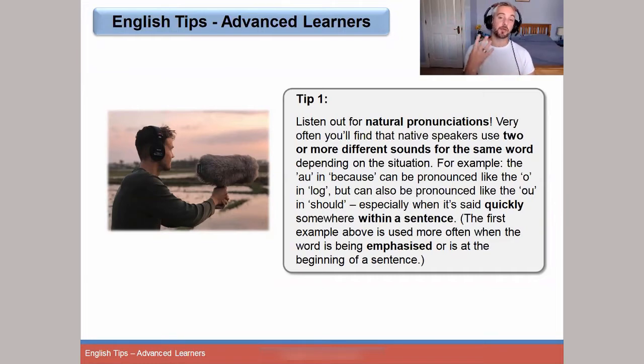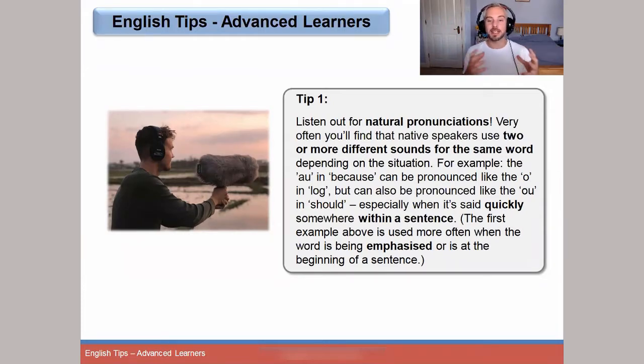I'm going to take you through 4 tips to help you speak English in a more modern, natural way. Let's get started. Tip 1. Listen out for natural pronunciations. Not just correct pronunciations, but natural ones that you'll find native speakers using.